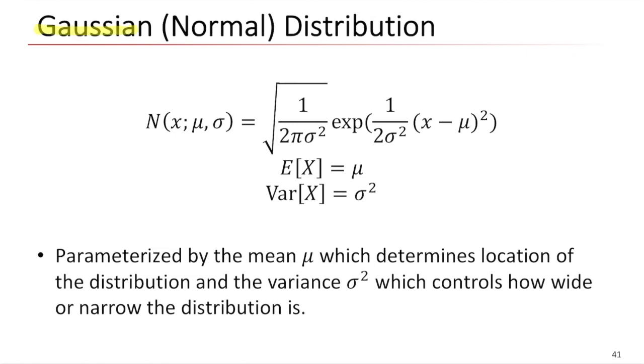Another popular distribution is the Gaussian distribution, or normal distribution. The definition of the Gaussian distribution is as follows. It is parameterized by the mean value mu, which determines the location of the distribution, and the variance sigma squared, which controls how wide or narrow the distribution is. In this definition, the mu is here, the square of sigma is here. So the expectation of the Gaussian random variable can be represented as mu. The variance of the random variable x can be represented as sigma squared, like this.